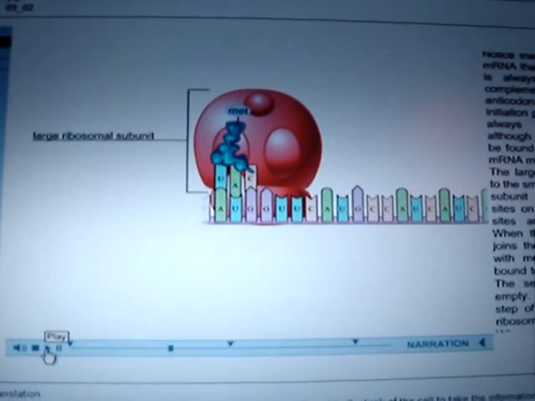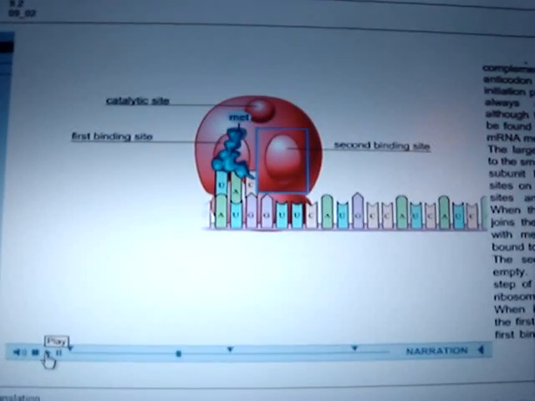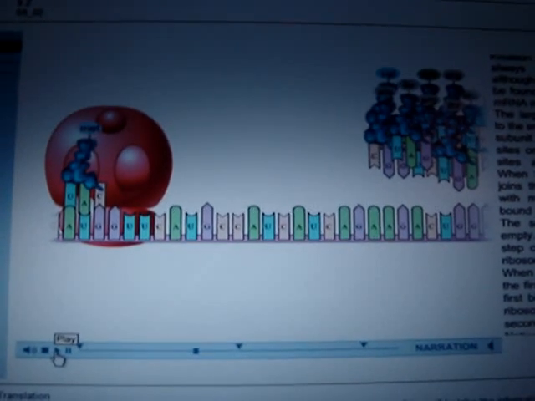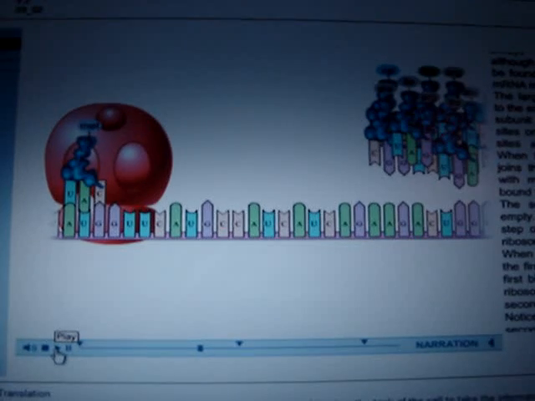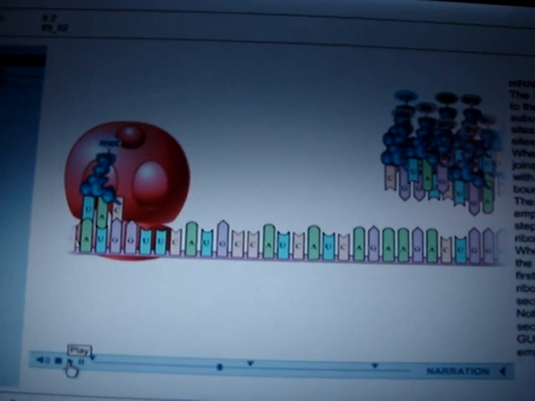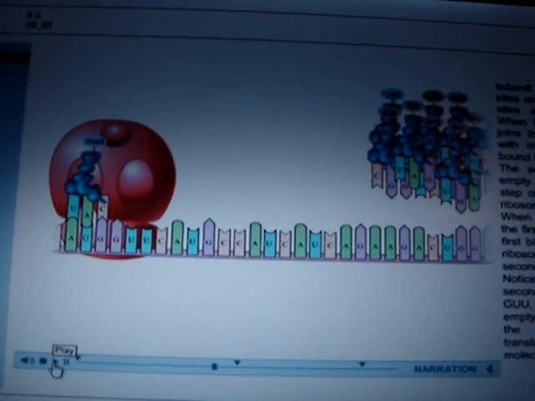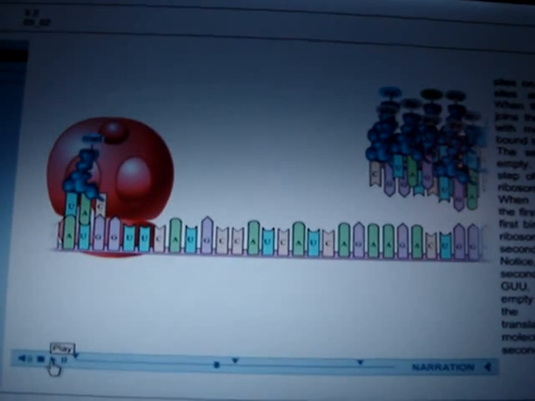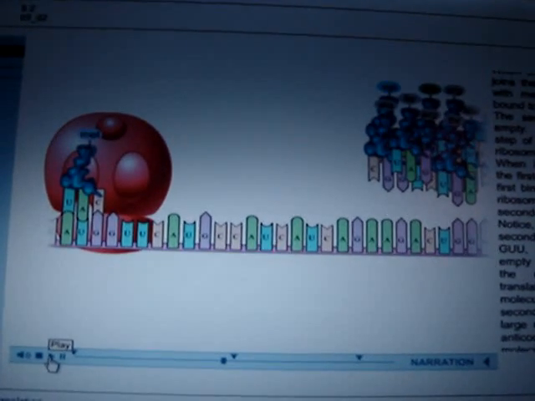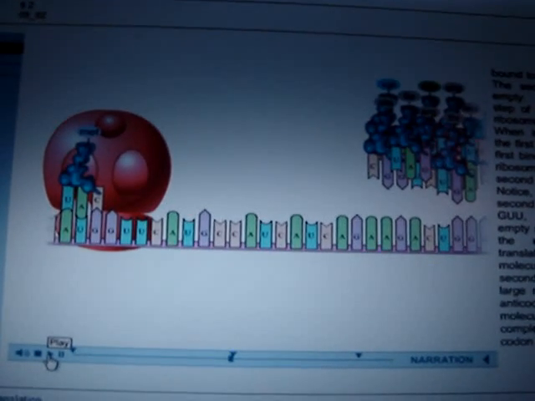The large subunit has three important sites on it: two tRNA binding sites and a catalytic site. When the large subunit first joins the complex, the tRNA with methionine attached is bound to the first binding site. The second binding site is empty. When the initiation step of translation ends, the ribosome is complete. When initiation is complete, the first tRNA is bound at the first binding site on the large ribosomal subunit, and the second binding site is empty. Notice, however, that the second codon on the mRNA, GUU, is aligned with the empty second binding site.